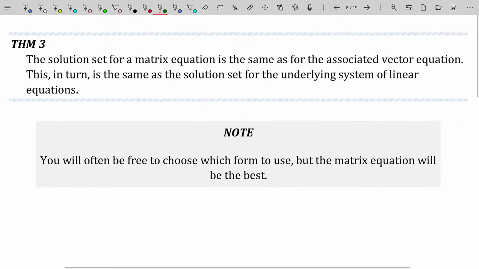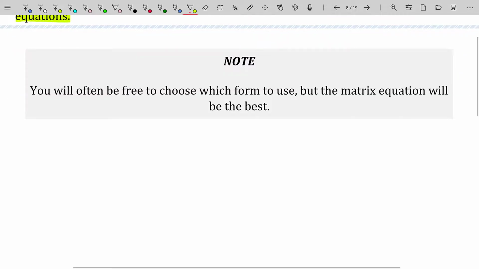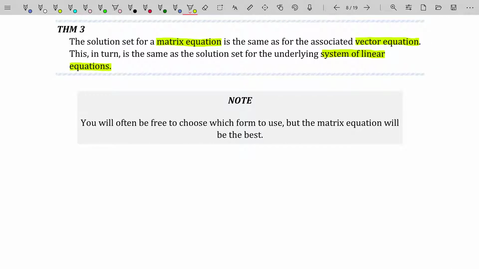The solution set for a matrix equation is the same as the associated vector equation. This in turn is the same as the solution set for the underlying system of linear equations. If you've been following my videos in the order that I've been producing them, then you totally know that a system of linear equations can be rewritten as a vector equation, which can be rewritten as a matrix equation. So this theorem should totally make sense to you. You will often be free to choose which form to use, but the matrix equation will be the best most of the time. Now, I actually wanted to just prove this in this video, that's all.